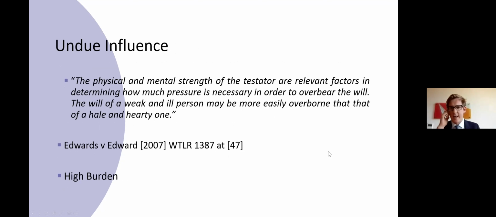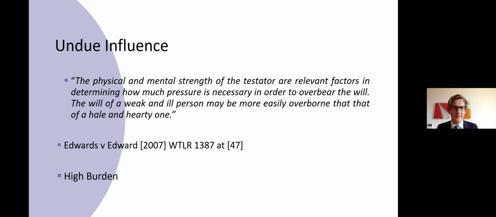Moving on, undue influence. Again, Dan has covered this. A really important factor in this case, potentially, is the physical and mental strength of the testator. And we've got the Edwards and Edwards quote about a frail testator being more easily overborne than a hale and hearty one. Again, the famous quote from Hall and Hall, which Dan read out. It's about being led, not driven, which would allow for a valid will to be executed. And the will must be the offspring of the deceased's own volition and not the record of somebody else's.